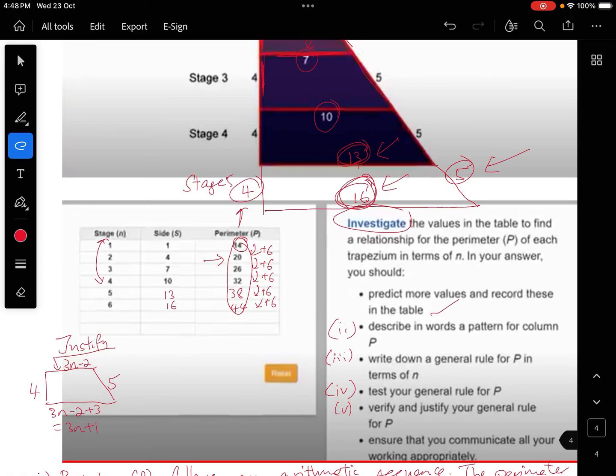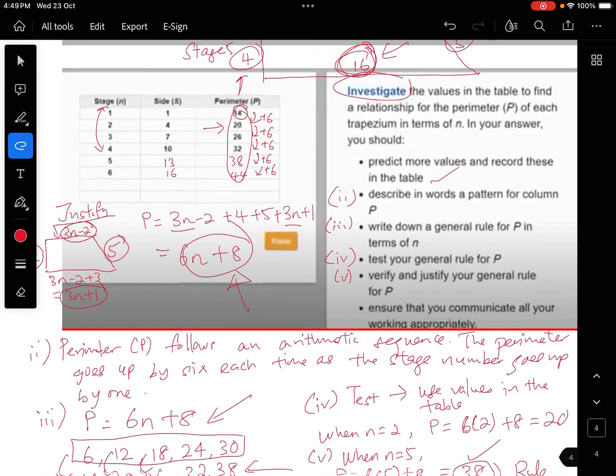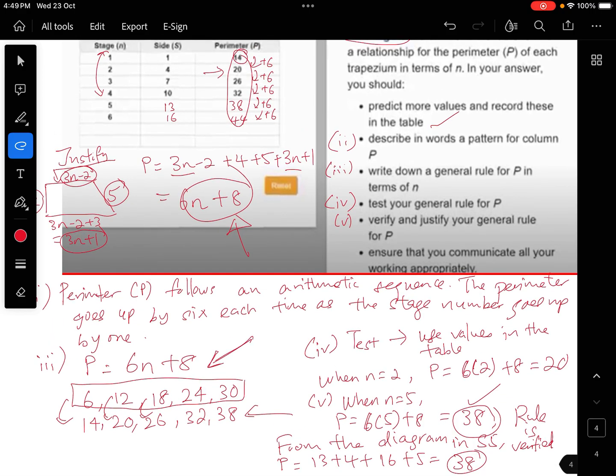Okay, so what I would do now is I would simply add up these terms together, because that's going to give me the perimeter. So the perimeter is going to be 3n minus 2 plus 4 plus 5 plus 3n plus 1. So when I add everything up together, 3n plus 3n is 6n, negative 2 plus 4 is 2, 2 plus 5 is 7, 7 plus 1 is 8. There we go, we got ourselves 6n plus 8, which is the general rule that we found out in part 3. And it's basically using the diagram, which is the context given to us, to help us nail this general rule.